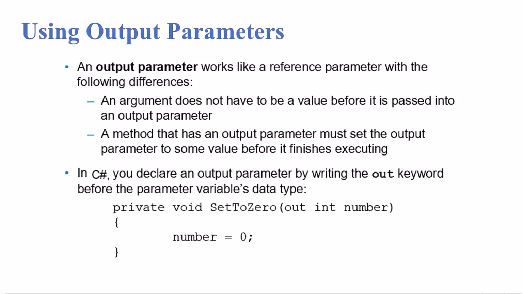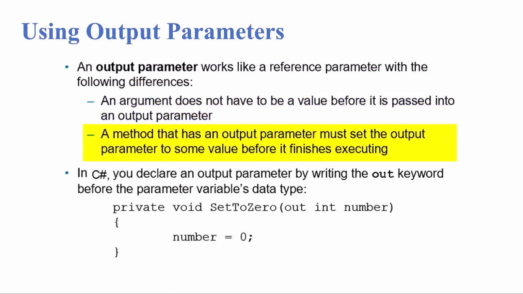Okay, let's look at another variant of the reference variables. You'll notice the last time we did this, we had to establish the variable with a value. We needed to set it to 0 so it had something in it. You don't need to do that if you use this method for working with by reference, using output parameters. An output parameter works like a reference parameter with the following difference. The argument does not have to be a value before it is passed into the output parameter. That eliminates that equals 0 thing.